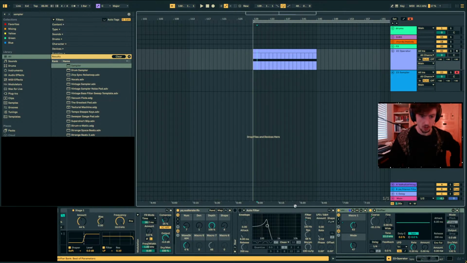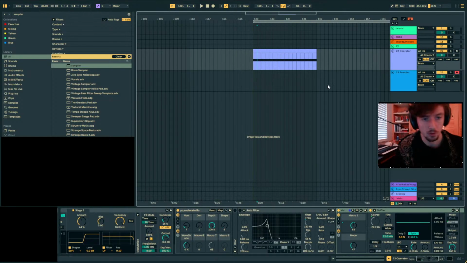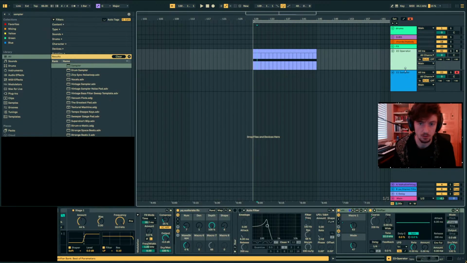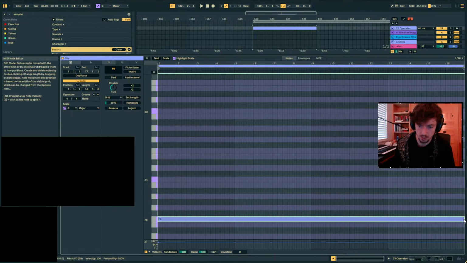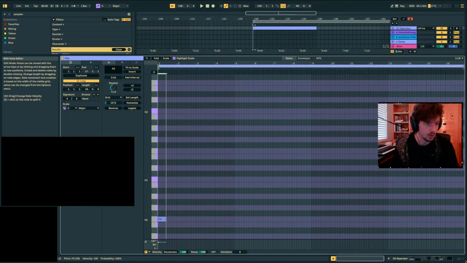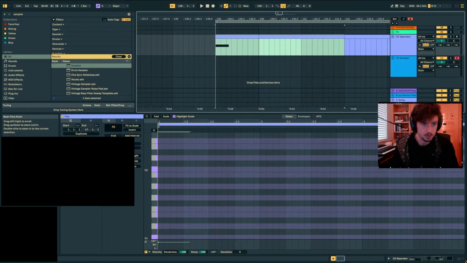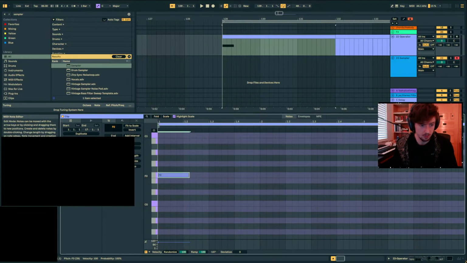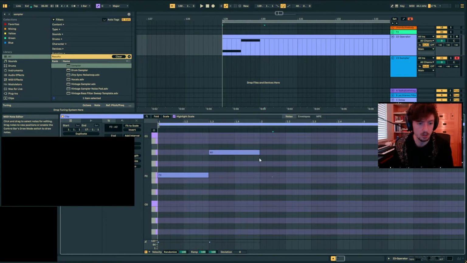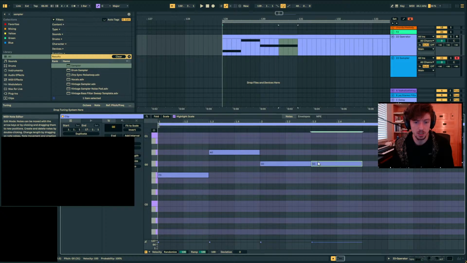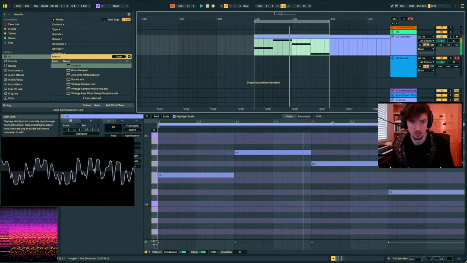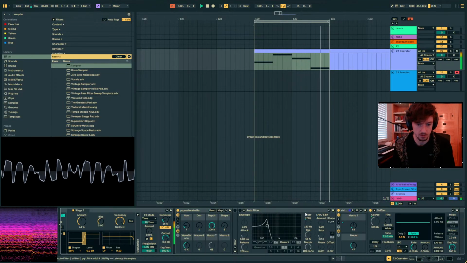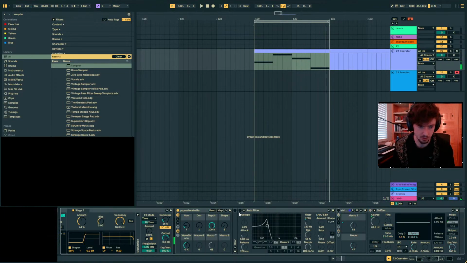So one cool thing about all this is you can just put this rack on a sample and you'd be affecting the sample with that. So if you have a bass patch playing something, then you can affect that. And since the frequency of the LFO is synced to the MIDI note that's playing, you can do some. I think the shifter's pretty buggy.